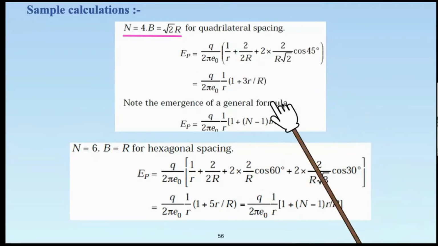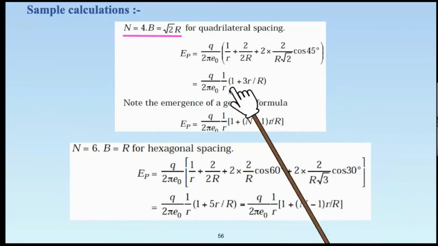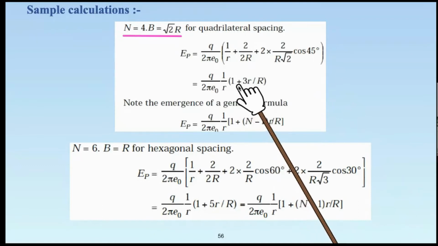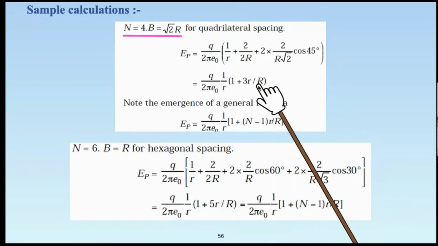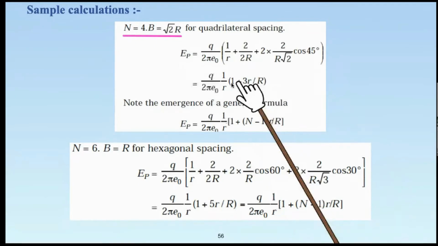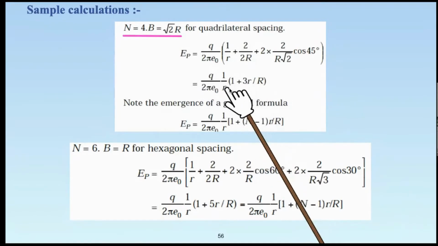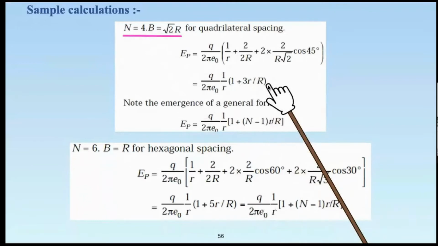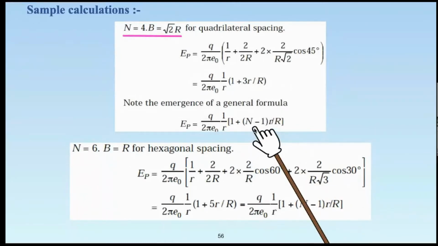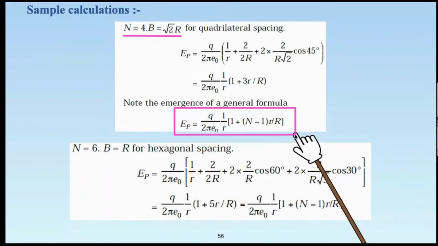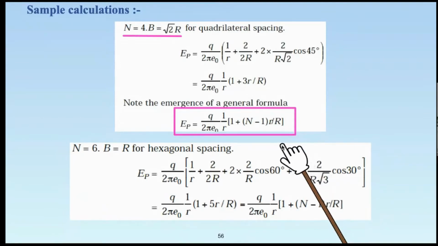So again, try to sort out with respect to 2 upon 2r, and it is very easy to simplify this one and get it as 1 by r plus 1 plus 3r upon r. So this 3 can actually be expressed as 4 minus 1. So this equation, q upon twice by epsilon 0, 1 by r, 1 plus (n minus 1), 4 minus 1 times r by r. Okay, so here it is at the bottom. This is the standard equation that I was telling, that it will arrive for all the cases that were shown in the diagram earlier.